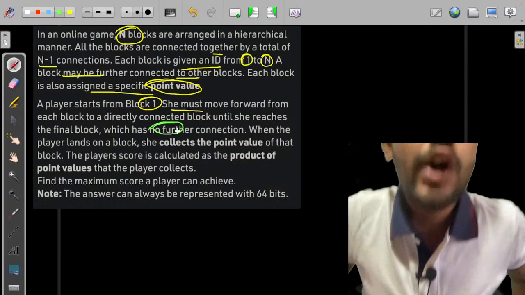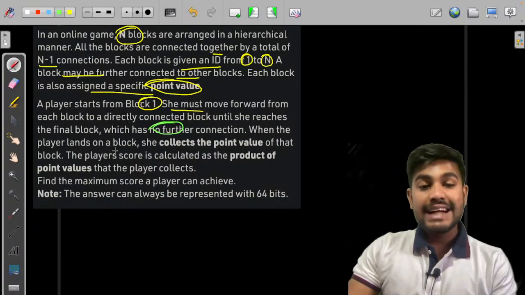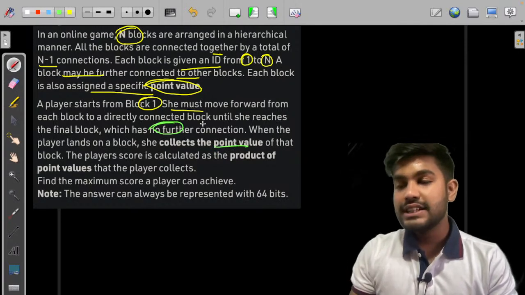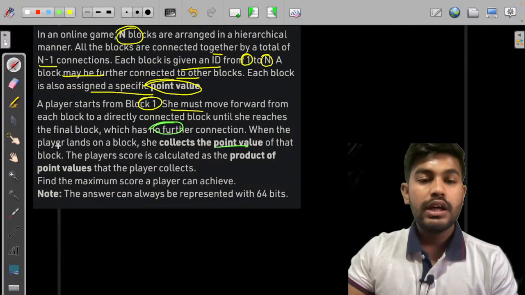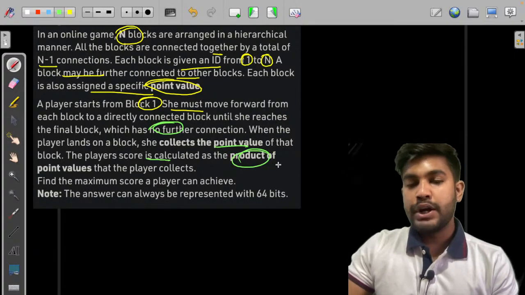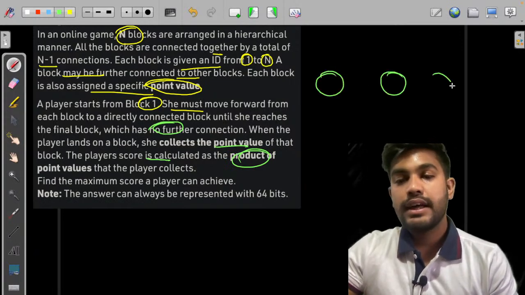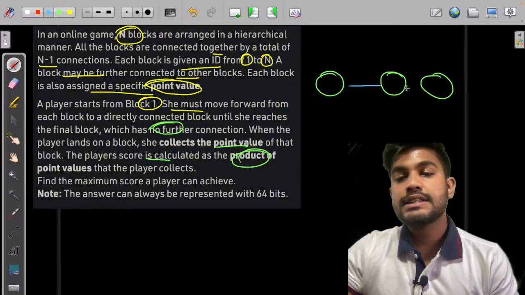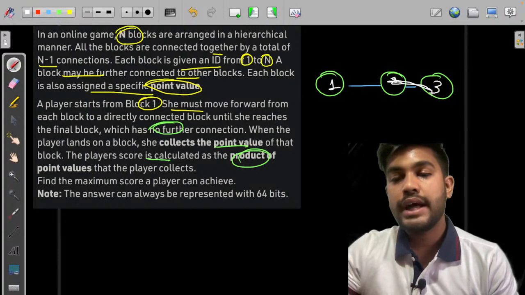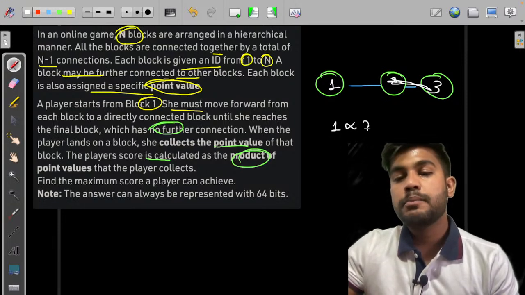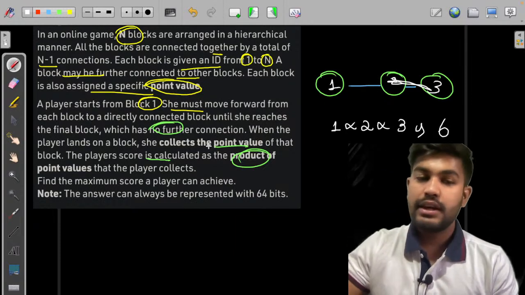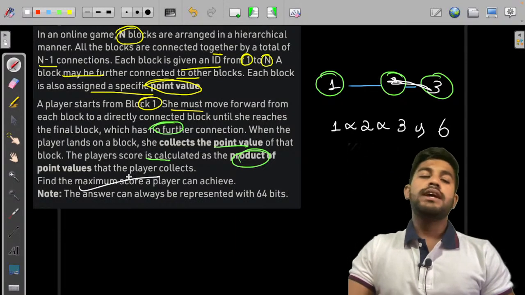Now moving forward, when the player lands on a block, she collects the point value. So basically whenever I visit that block, I would add that value. Now the score is calculated by the product of the point values. So suppose the points were like this, and it is a kind of skew tree and the points associated are 1, 2 and 3. The score would be 1 multiplied by 2 multiplied by 3. That is nothing but 6. And you need to find the maximum score the player can achieve.